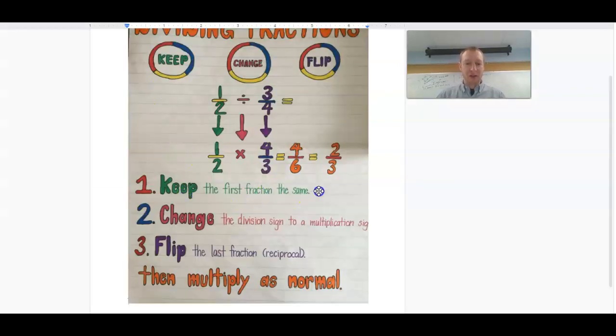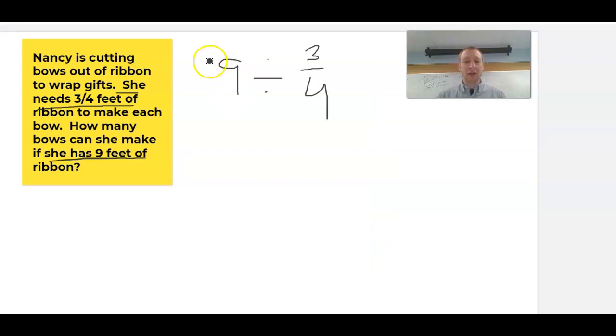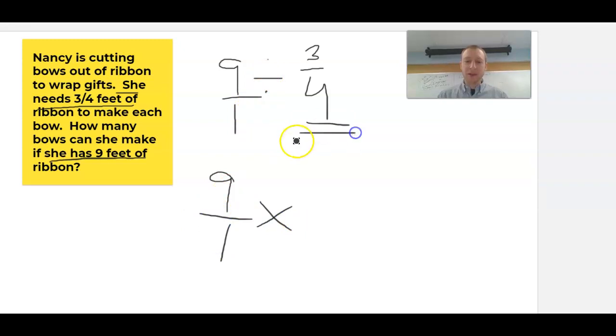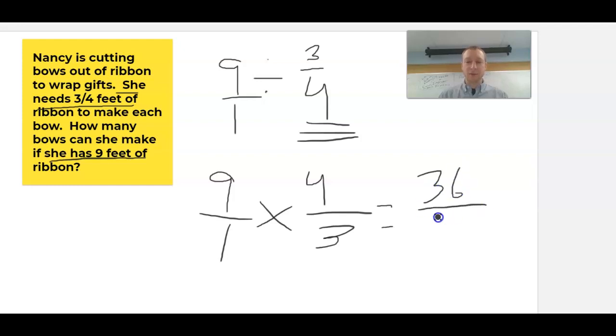Again, keep the first fraction the same, change the division to a multiplication, flip the last fraction. Before we do that though, let's take this 9 and turn it into a fraction. So that's going to be 9 over 1. First fraction stays the same, turn the division into a multiplication, and flip the second fraction. A lot of you guys the other day were flipping the first fraction. 3/4 is going to become 4 over 3. All right, now we can multiply. 9 times 4 is 36, and 3 times 1 is 3.